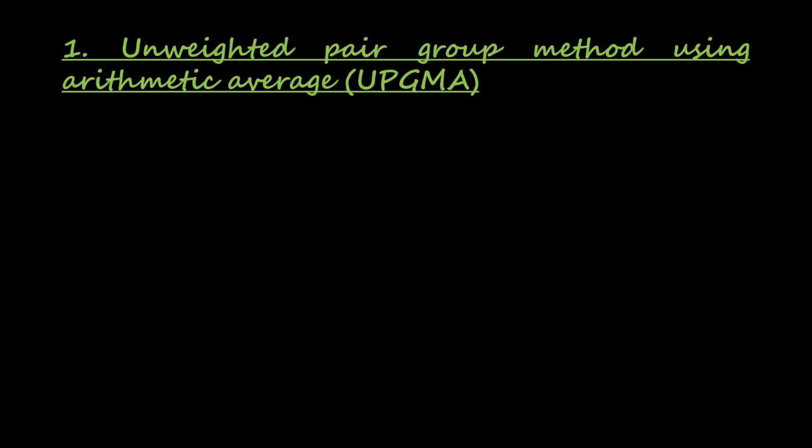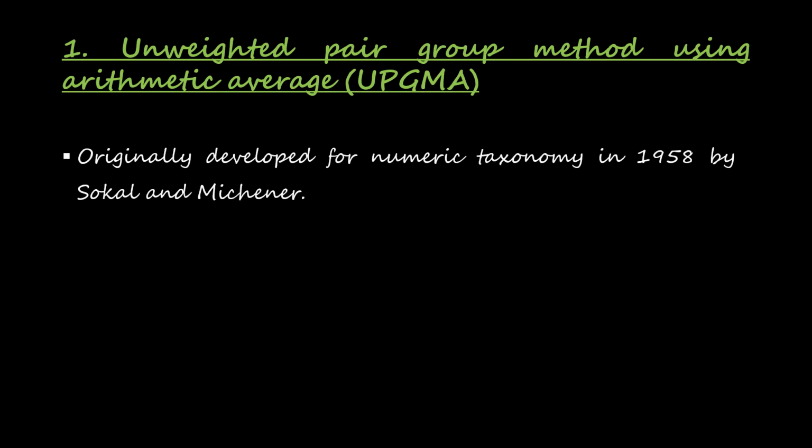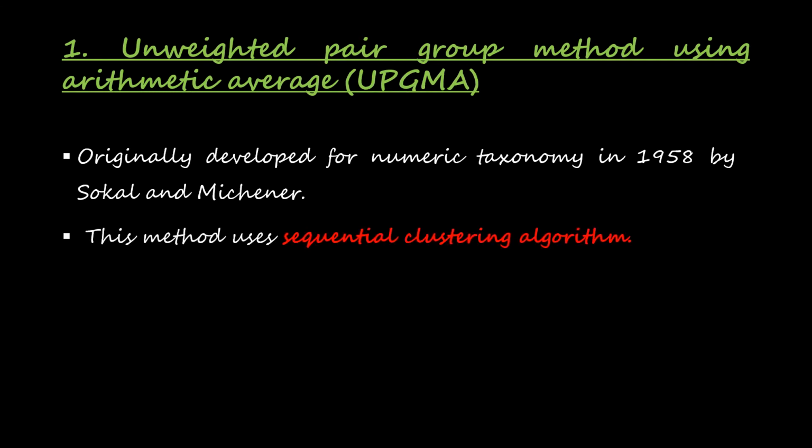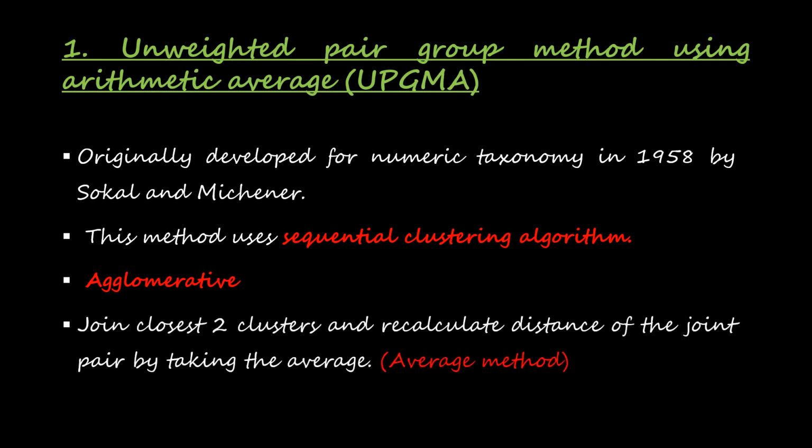Unweighted pair group method using arithmetic average, that is UPGMA. This method was originally developed for numeric taxonomy in 1958 by Sokal and Michener. This method uses a sequential clustering algorithm. We'll discuss it. It uses agglomerative clustering. We'll again discuss it. What happens here is we join the closest two clusters and recalculate the distance of the joint pair by taking the average. The average method is used to calculate the distance. We'll discuss it in the example coming later.